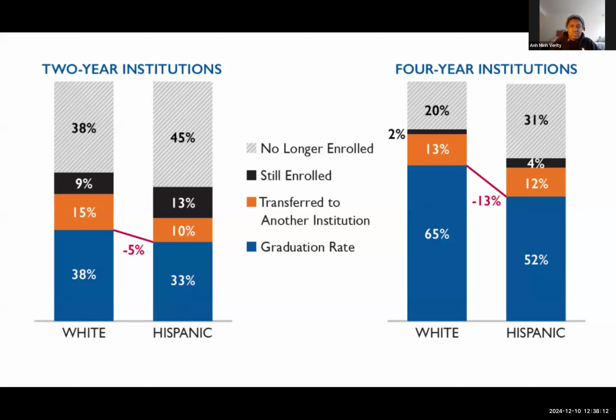If you look at this graph, this is from the 2021 US Census. We see that 38% of white students graduate from a two-year institution compared to 33% of Hispanic students. And in a four-year institution, 65% of white students graduated compared to 52% of Hispanic students. You see there's about a 13% difference there.